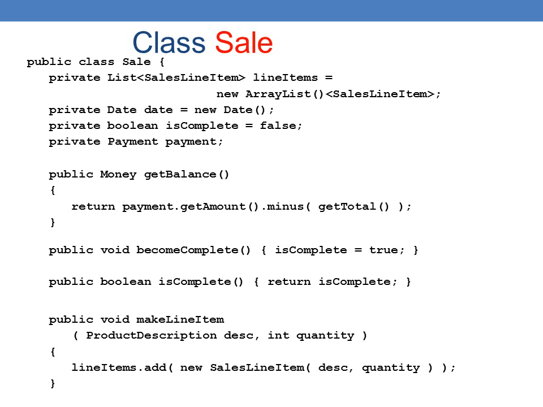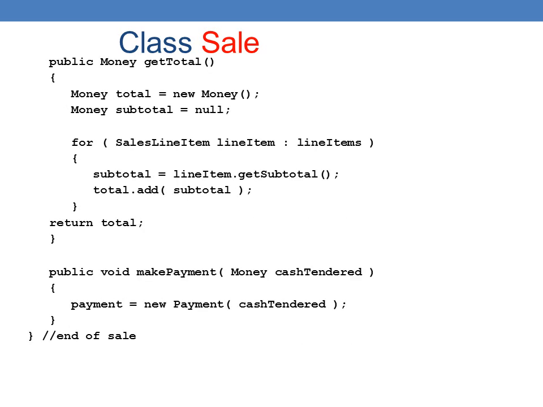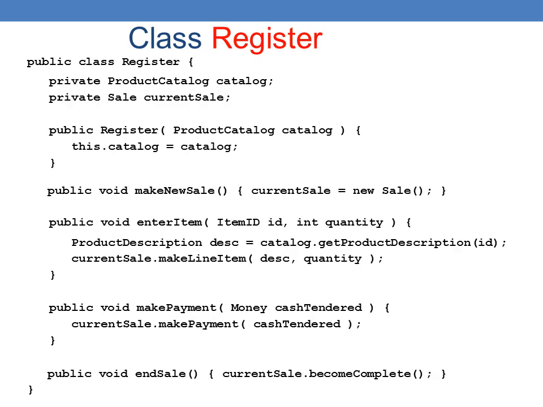Class sale. Here we are creating the sales line items, a new ArrayList. After that, date equal to new date, and complete or not, which will be true or false. Payment: the payment is received. If it is true, it will be complete. Otherwise, it is not complete. Make line item: product description, integer quantity. Line items add new sales line item with description and quantity. So total is the overall money total, new money subtotal equal to null. In the same way, a for loop runs until the line items end, and it returns the total.